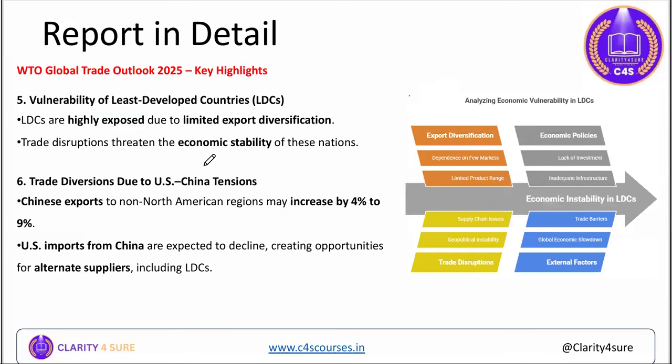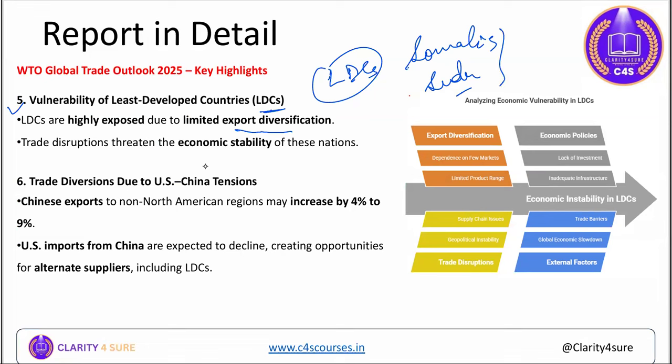Right. Coming to the next slide, let's see two more highlights over here, that how this trade outlook, trade scenario is going to impact the least developed countries. So how are they vulnerable, right? LDCs are most vulnerable because they are highly exposed due to limited export diversification. See, LDC countries like Somalia and Sudan, these are some LDC countries. They don't have export diversification. Means their exports are not diversified. All right, they are not exporting to a lot of countries, so they will be affected because of such a tariff war. All right, so they are most vulnerable. Trade disruptions threaten the economic stability of these nations. Yes, they can threaten the economic stability of such LDCs, least developed countries, right?